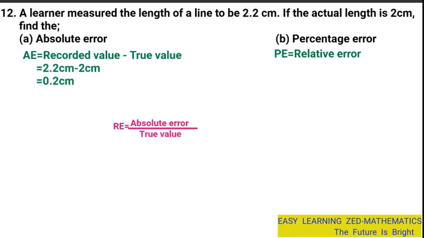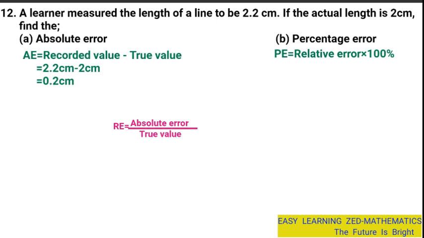Now let's go to finding percentage error. So we're going to say P is equal to relative error multiplied by 100%. Once we have done that, the next thing we're going to do is replace the values of relative error. To find relative error, we write the absolute error over the true value, which is 2 centimeters. The absolute error we found was 0.2 centimeter.